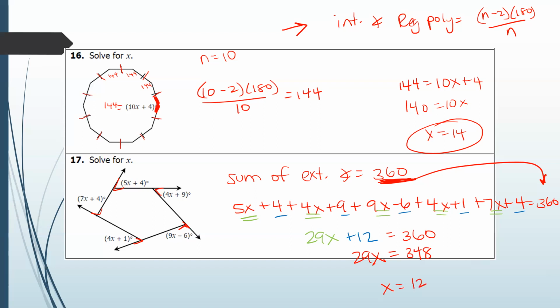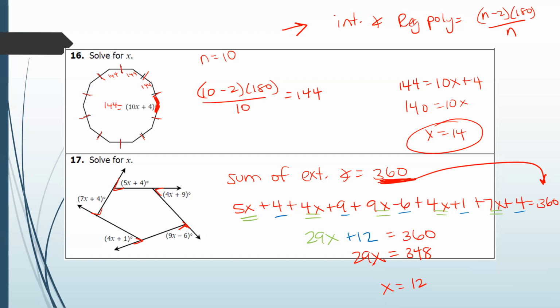If you need to pause the video and make sure that you can do that yourself, you're welcome to do that. I know I came up with those numbers pretty quickly, but if you want to make sure that you get those numbers yourself, you're welcome to pause the video and make sure that you can definitely get that 29x and that 12. But we get x equals 12 for this one. We know that the sum of the exterior angles is indeed 360. So if we just add those exterior angles together, they have to add up to 360 degrees.